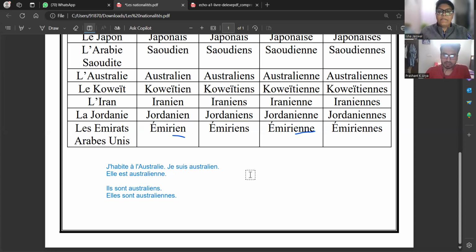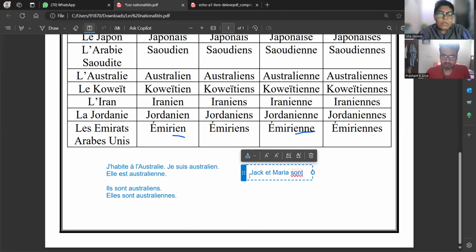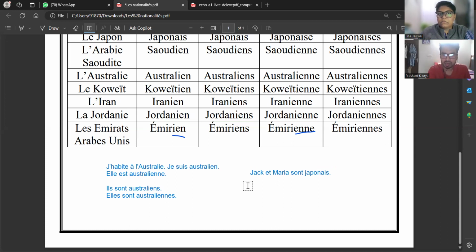Yes, one thing more. If in a sentence, for example, two names are there, Jack and Maria, Mary. These both are very common names. So, you have to give a nationality over here. You will give a masculine plural nationality over here by default. Like for example, there is Jordan, La Jordanie. That's female, right? No, it doesn't depend on the country.